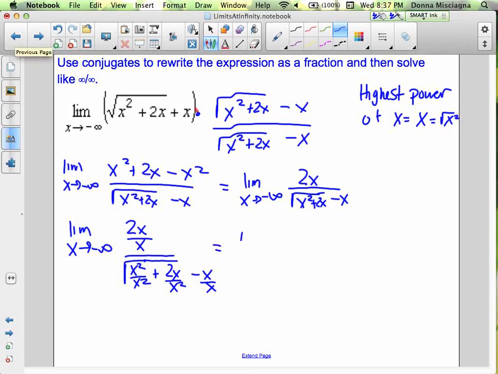All right, let's simplify that. So that's the limit as x approaches negative infinity. 2x divided by x is going to be 2. And then we have the square root of x squared divided by x squared, that's 1, plus, oh, I'm sorry, we can simplify 2x divided by x squared. My shadow was blocking the x. So we can cancel out an x, and now we have 2 over x. And then minus 1. Now we evaluate.